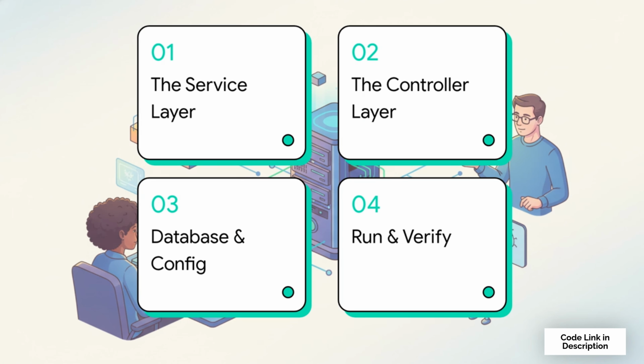We'll kick things off with the service layer, which is where our business logic will live. Then, we'll build the controller layer to handle the API endpoints. After that, we'll get our database and configuration sorted. And finally, the fun part. We'll run the whole application and prove it works with a couple of simple curl commands.